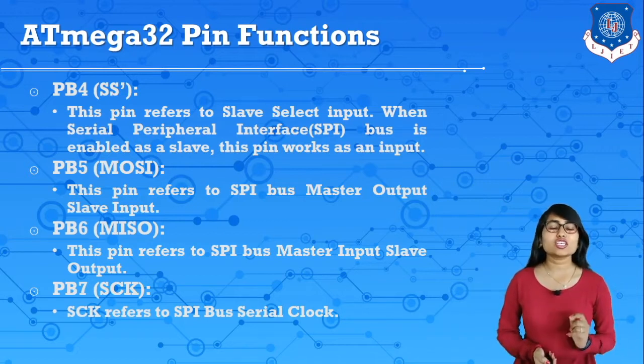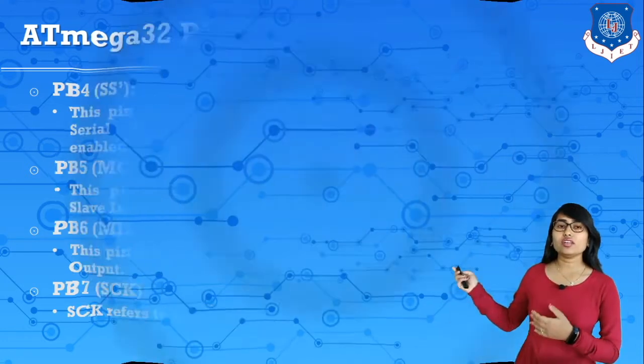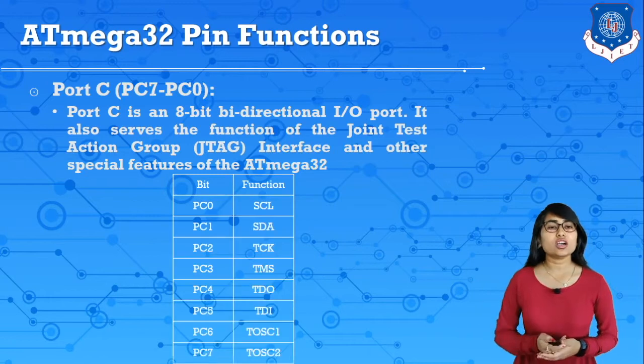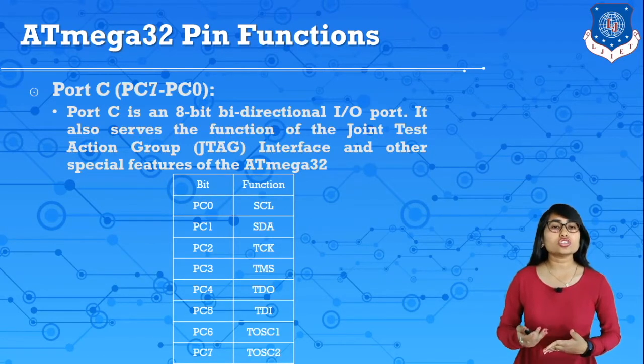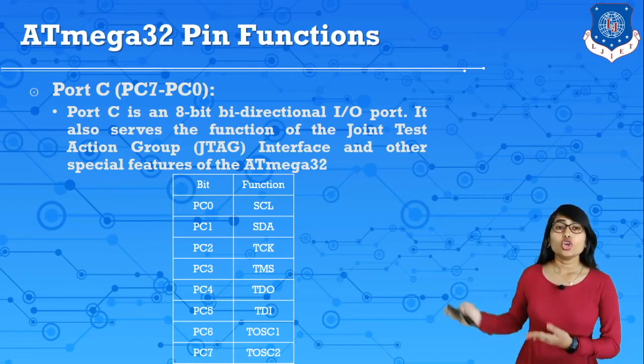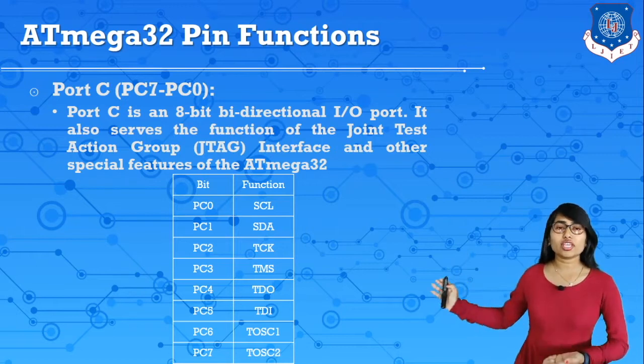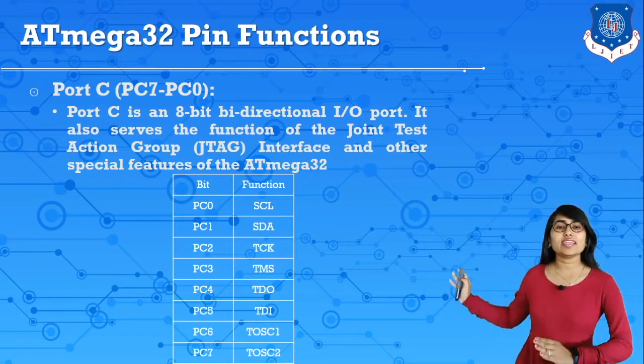Now let's discuss port C. So here we have the functions for port C. Port C is also an 8-bit bidirectional input output port, and it also serves the function of the Joint Test Action Group, that means the JTAG interface, and other special features of ATmega32. So here are each and every pin of port C, its bits and its related functions.